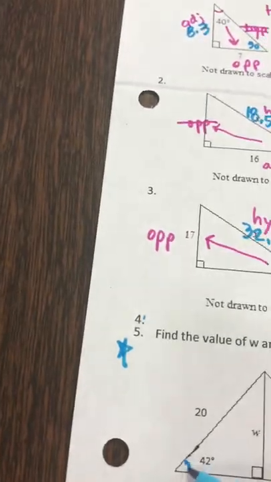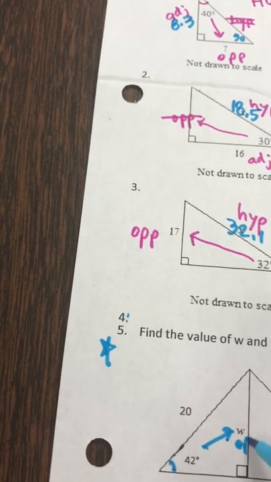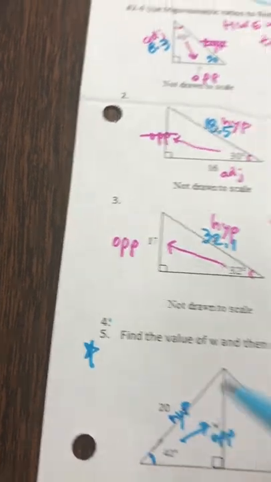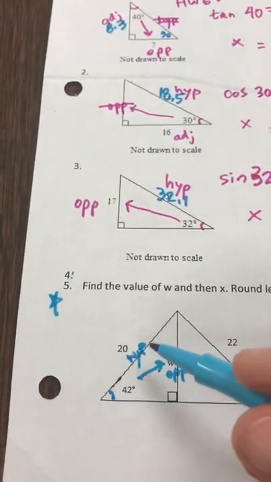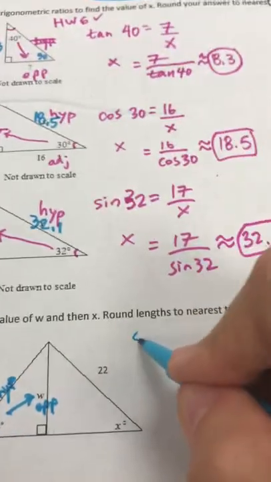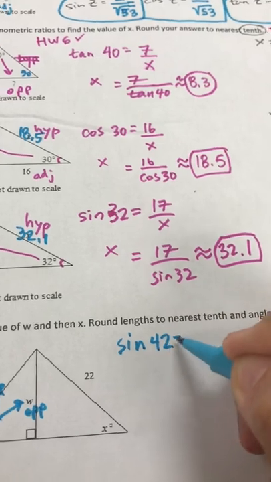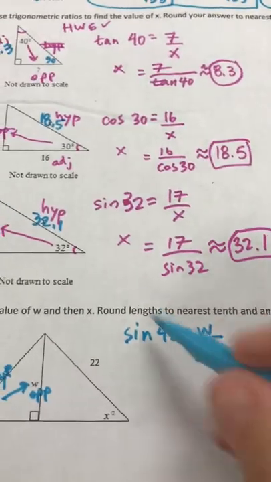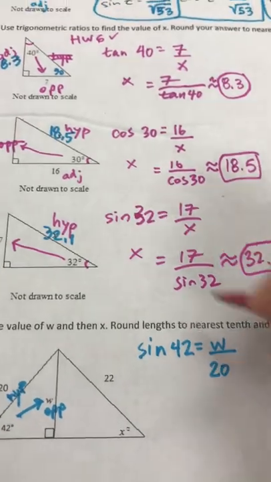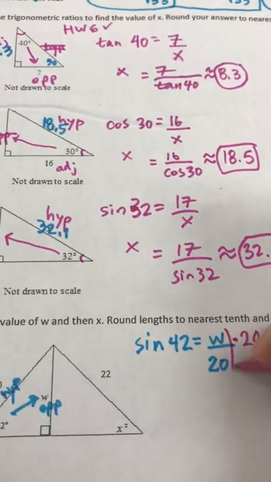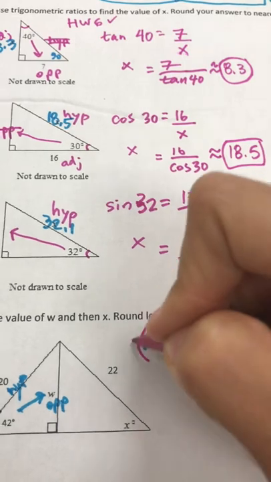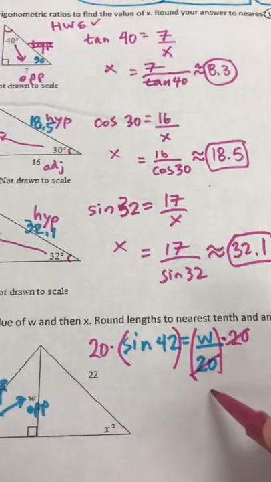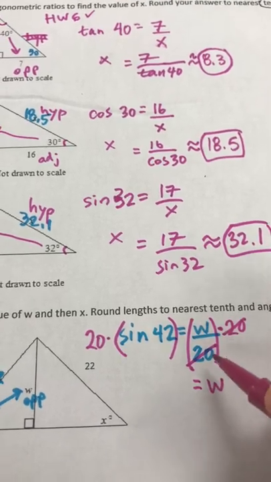So I'm going to call this my reference angle, and I'll label this opposite and hypotenuse. So we need the trig function of sine. Okay? So the sine of 42 is opposite over hypotenuse. Now I'm not going to switch spots. In fact, I'm just going to multiply both sides by 20. Because if I multiply this side by 20, I get W by himself on one side.